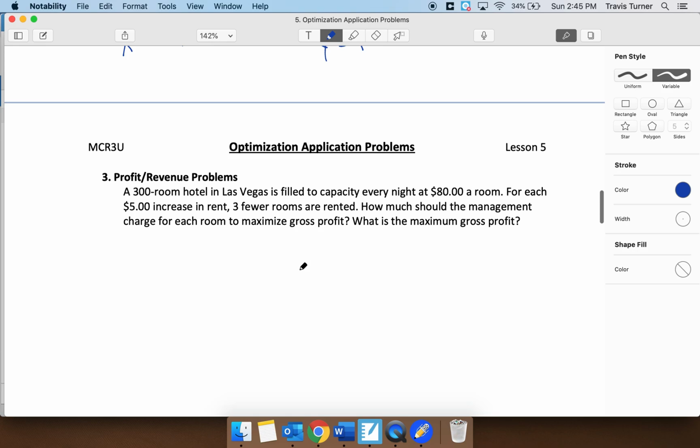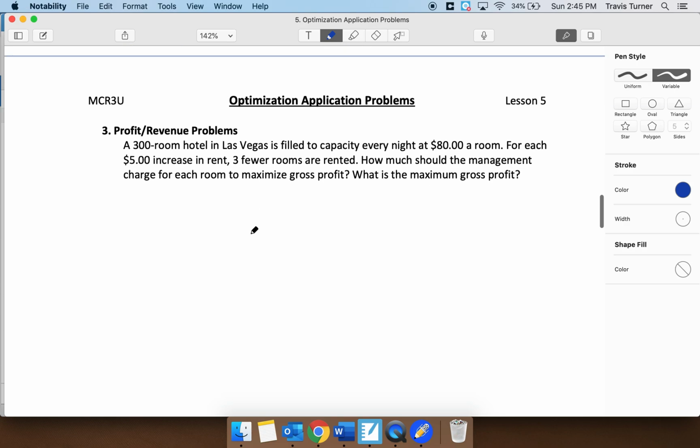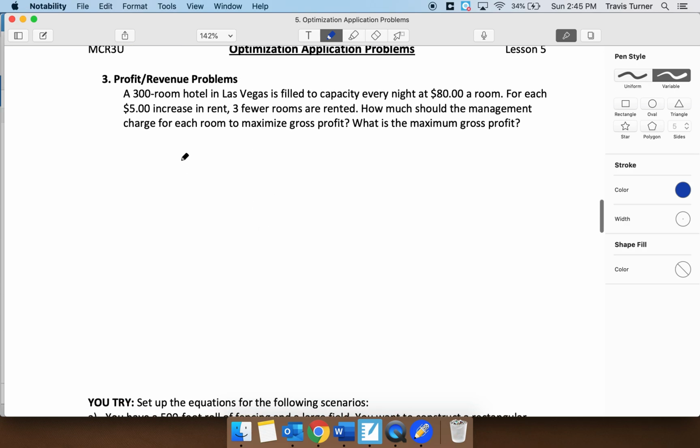The last one, it can be a bit confusing, but we're going to set it up so hopefully it makes sense to you. These are profit or revenue problems, and you've probably done one like this last year. It says, we've got a 300-room hotel in Las Vegas, filled to capacity every night at $80 a room. For each $5 increase in rent, 3 fewer rooms are rented. So as it goes up, they rent fewer rooms, but they make more money. So how much should the management charge for each room to maximize the gross profit? And then it says, what is the maximum gross profit?